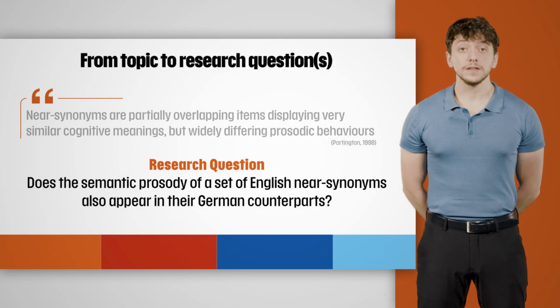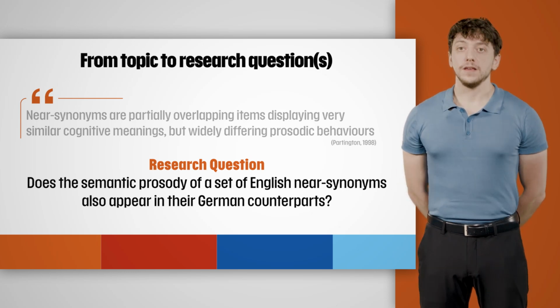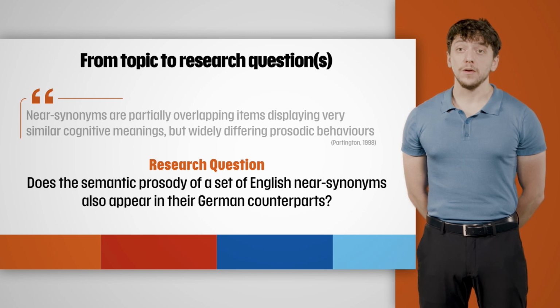In linguistics, near synonyms are items with similar cognitive meanings but different usage patterns. This means they cannot be universally substituted without subtly changing the effect of my words. In my study, I wanted to find out how a given set of near synonyms behave in different languages and whether the evaluative nuances they convey in English are also observable in a related language like German.